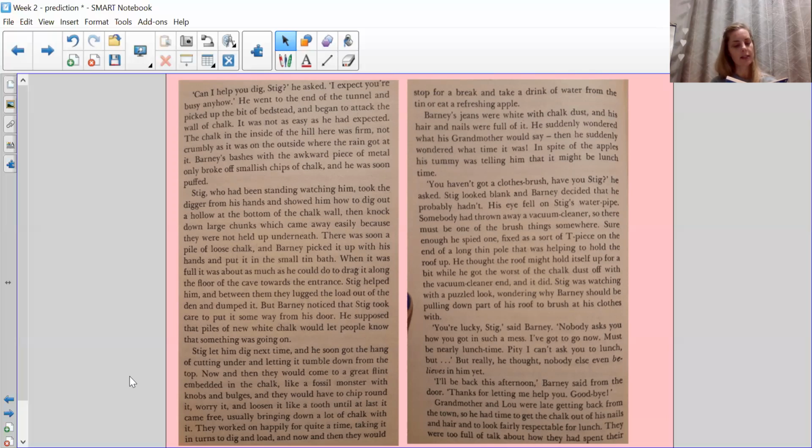His eyes fell on Stig's water pipe. Somebody had thrown away a vacuum cleaner, so there must be one of the brush things somewhere. Sure enough, he spied one, fixed as a sort of T-piece on the end of a long thin pole that was helping to hold the roof up. He thought the roof might hold itself up for a bit while he got the worst of the chalk dust off with the vacuum cleaner end, and it did. Stig was watching with a puzzled look, wondering why Barney should be pulling down parts of his roof to brush at his clothes with. "You're lucky, Stig," said Barney.